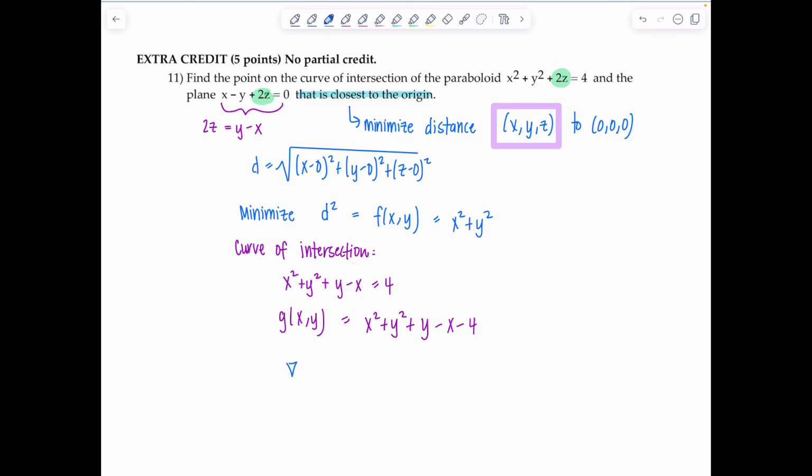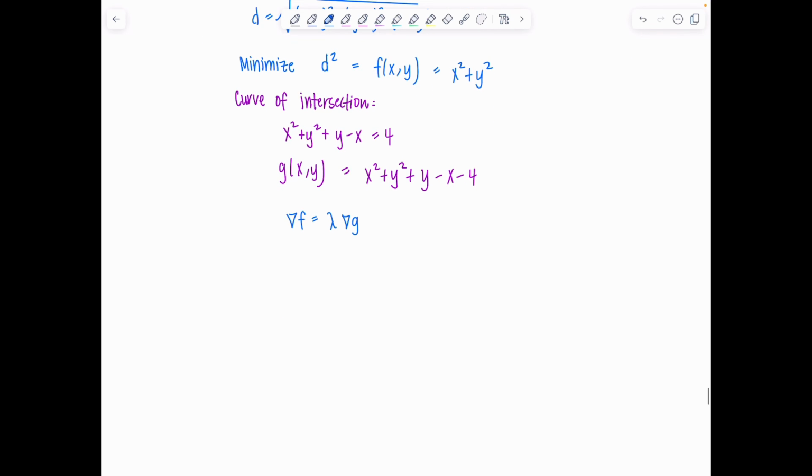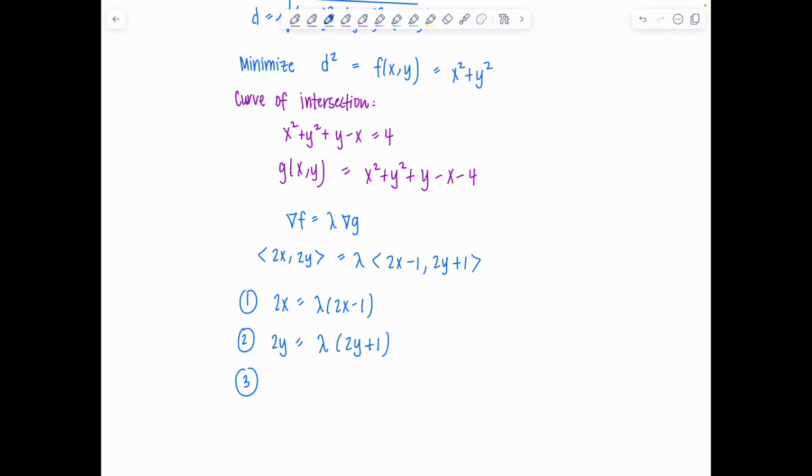This is f. I want to take the gradient of f and set it equal to lambda times the gradient of g. So the gradient of f would have components 2x, 2y, equals lambda times 2x minus 1, and then 2y plus 1. So let's set up our system of equations. 2x equals lambda times (2x minus 1). 2y equals lambda times (2y plus 1). And then the constraint equation, the last one, x squared plus y squared plus y minus x equals 4.